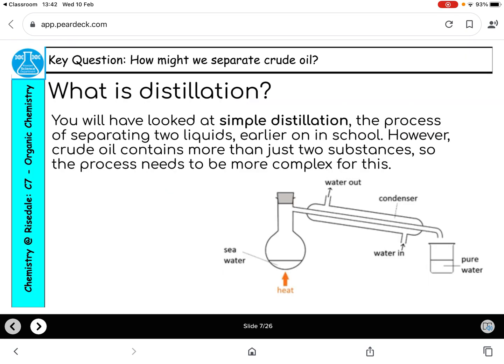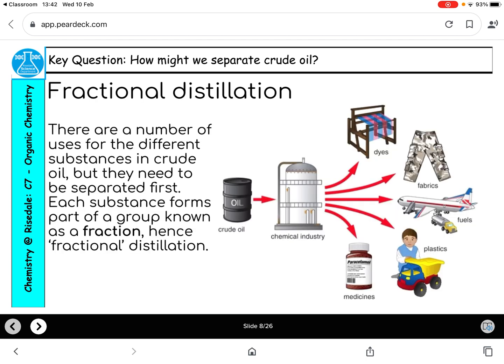In lower school, you learned about a simple process of distillation, which we use to separate 2 liquids. Crude oil is a mixture of many different compounds, so the process has to be more complex. Most of the compounds in crude oil are hydrocarbon molecules, and the majority of them are alkanes. Crude oil can be split into separate groups of hydrocarbons by a process called fractional distillation.